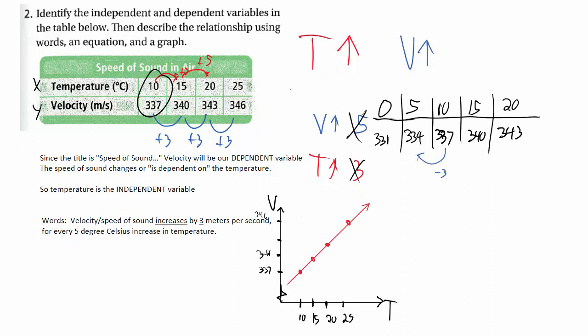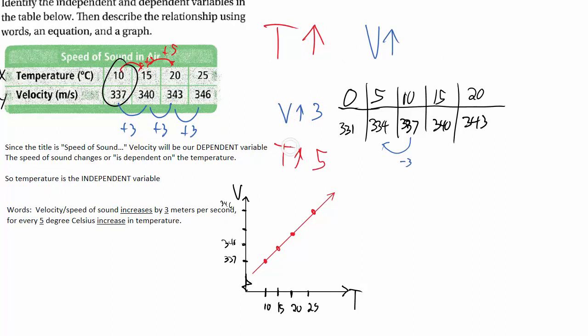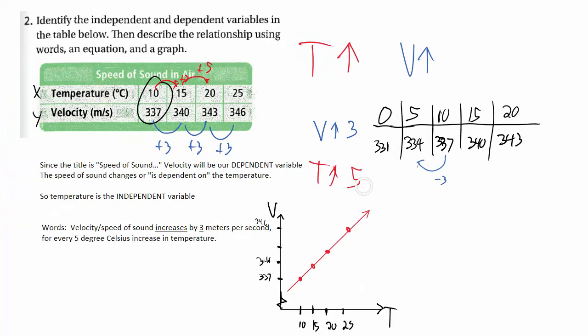So I identified those. I can say that the velocity goes up as temperature goes up, and I can be more specific with those values. I can graph and plot those values. Now to find the equation, it might take a little more time, but notice how my velocity goes up 3 every time my temperature goes up by 5 degrees. But there's not a direct variation here.